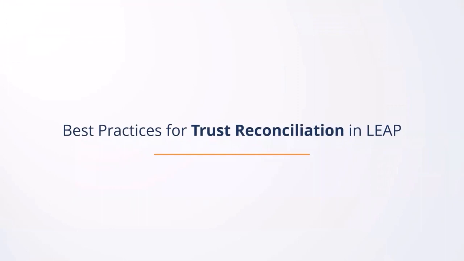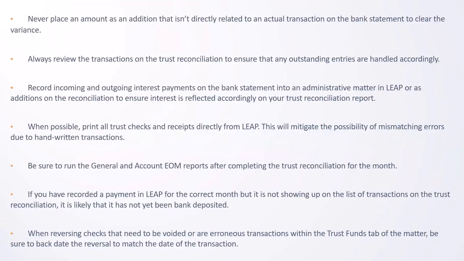Next, we will discuss best practices for trust reconciliations in LEAP. Never place an amount as an addition that is not directly related to an actual transaction on the bank statement to clear a variance. For all transactions missing on either the trust bank statement or on the LEAP transactions report, before recording additions, be sure to identify what these payments are and why they were not recorded on one or the other. Always review the transactions on the trust reconciliation to ensure that any outstanding entries are handled accordingly.